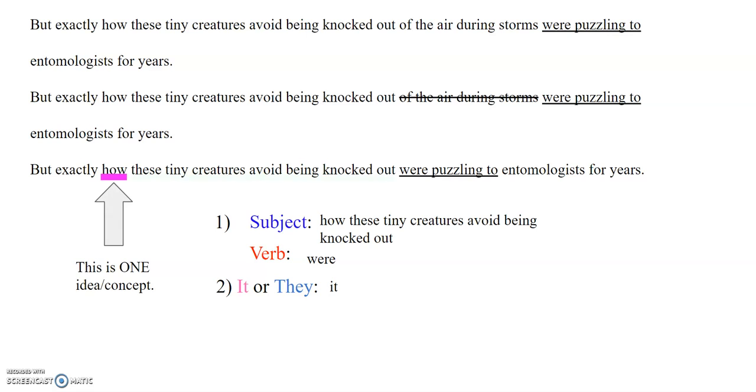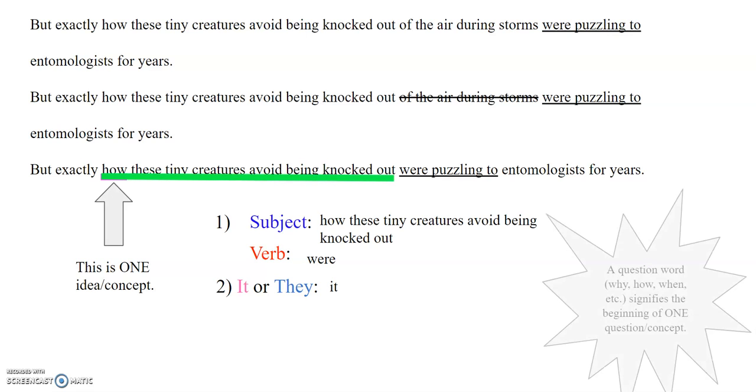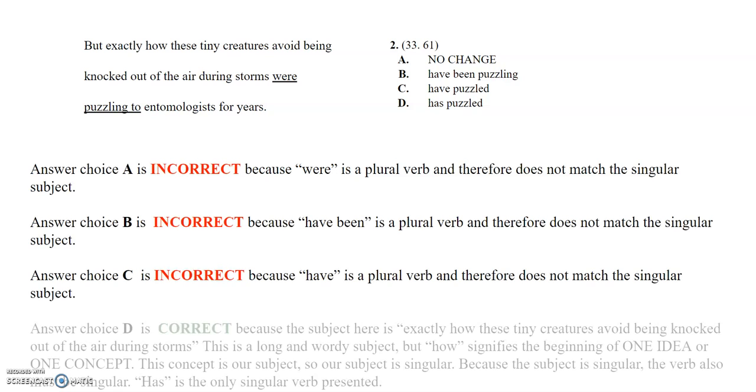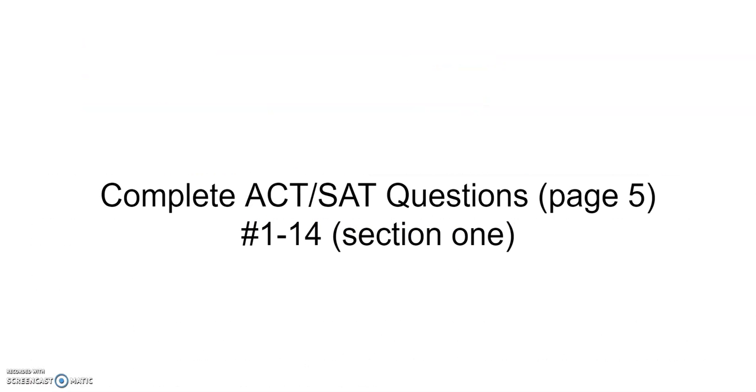It's one idea. And any time that you see a question word, you'll know that you're looking at a concept of some sorts. And it's going to be singular. Right now, the sentence reads, it were. That's incorrect. It has to be singular, which the only answer choice that does that for us is answer choice D. Here are some further explanations if you need them, but here are some more practice ACT questions, and that's all.